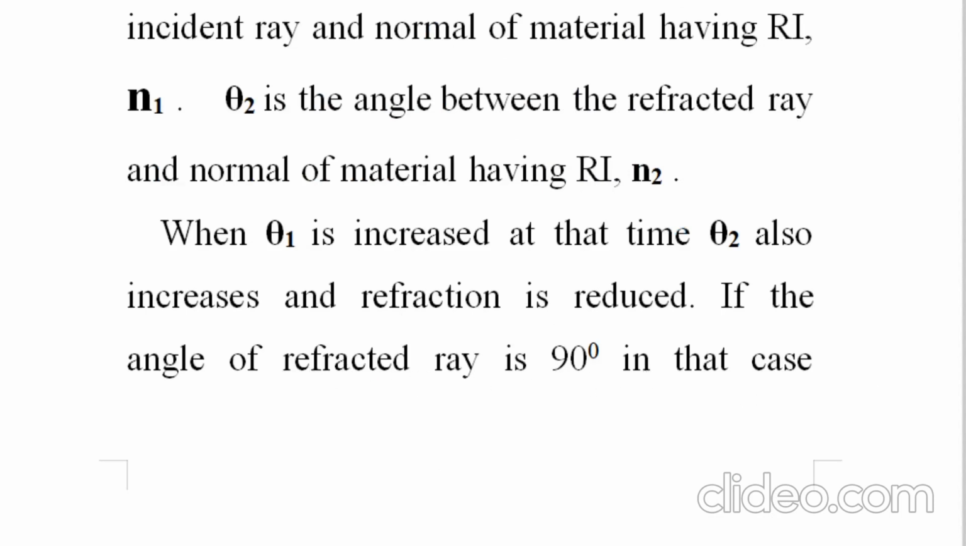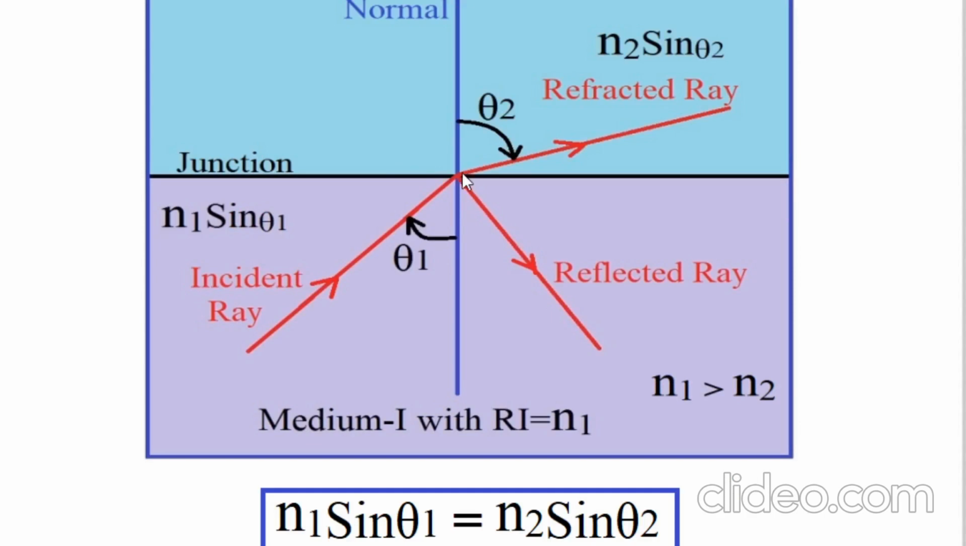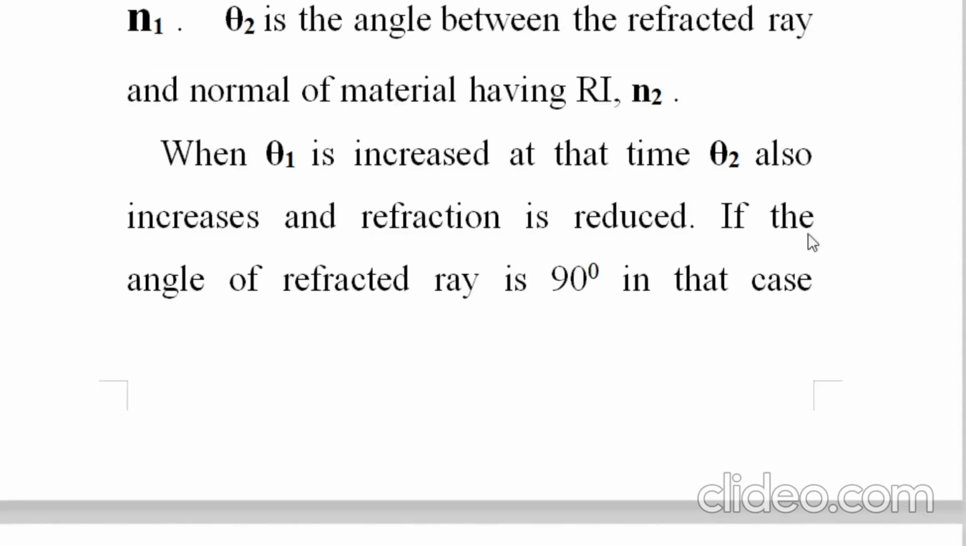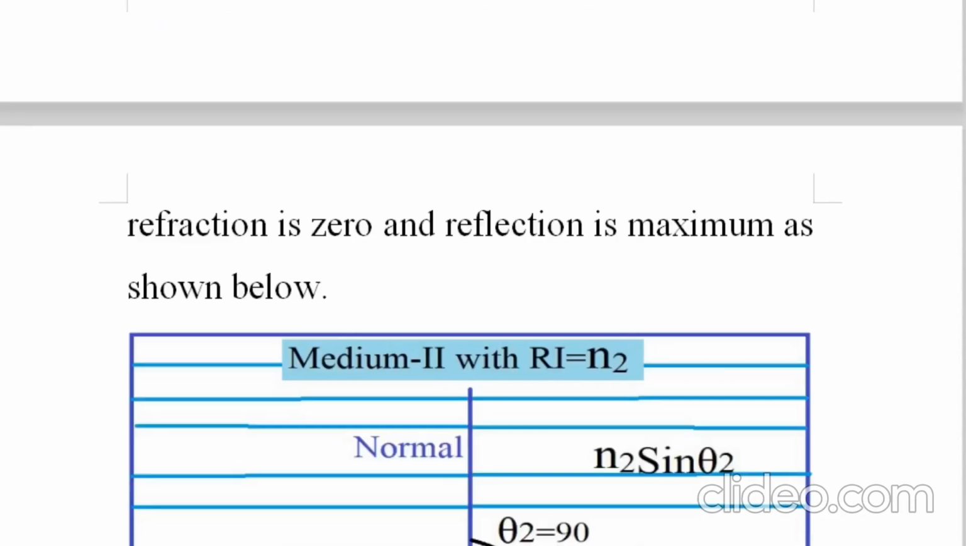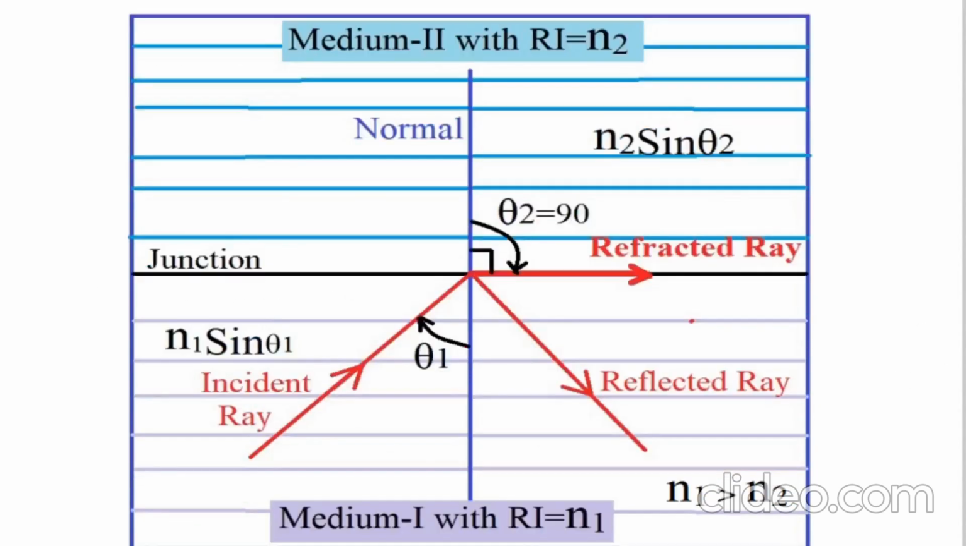If the angle of the refracted ray is 90 degrees, meaning that ray comes to this junction of core and cladding, or medium 1 and medium 2, then that angle will be 90 degrees. In that case, refraction is 0 and reflection is maximum, as shown below. And that is what I explained to you.